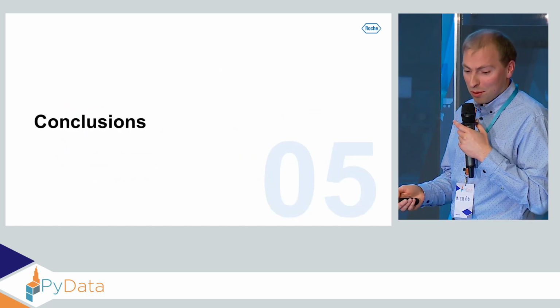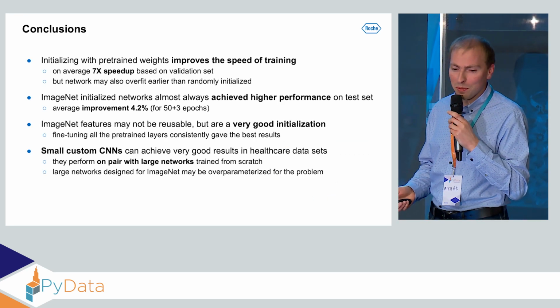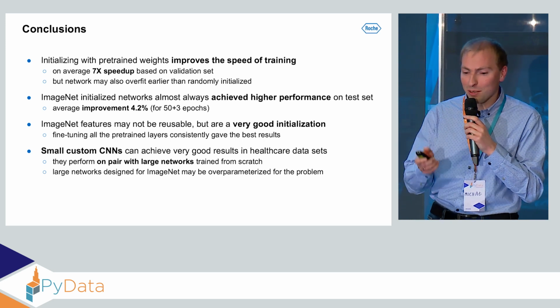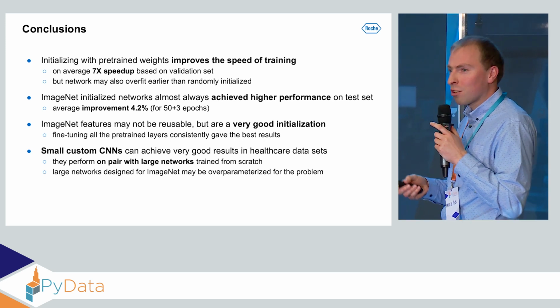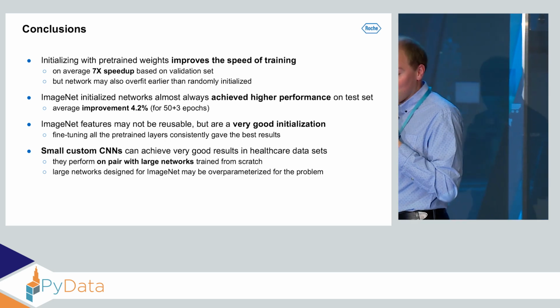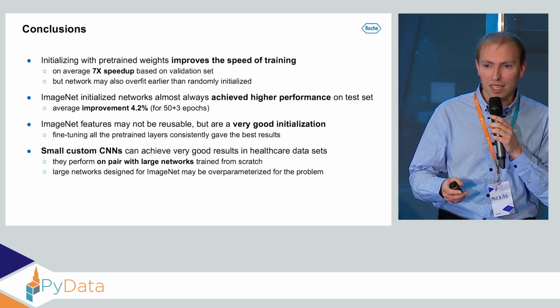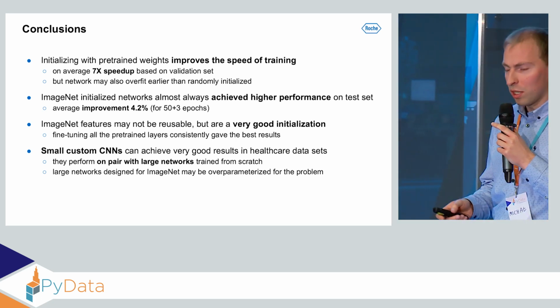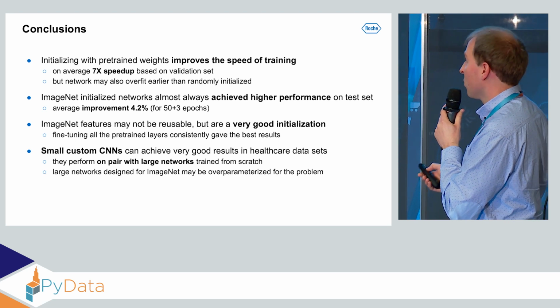Right, and here we've come to the conclusions. So, the main takeaways for you. First of all, initializing a network with pre-trained weights can greatly improve the speed of training. And on average, on our medical datasets, we saw an improvement on the level of 7x.